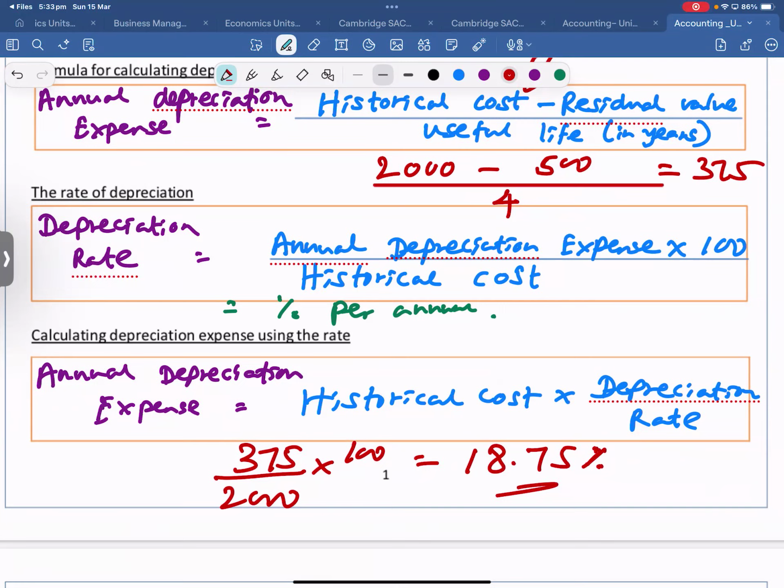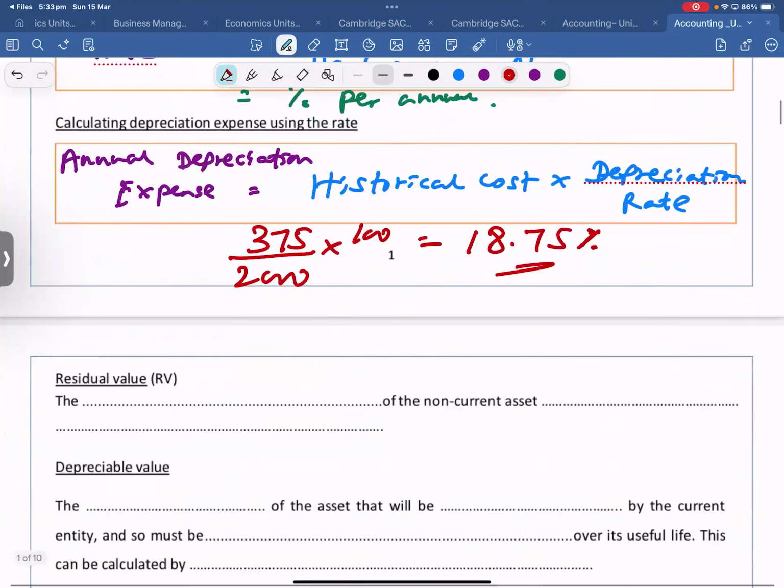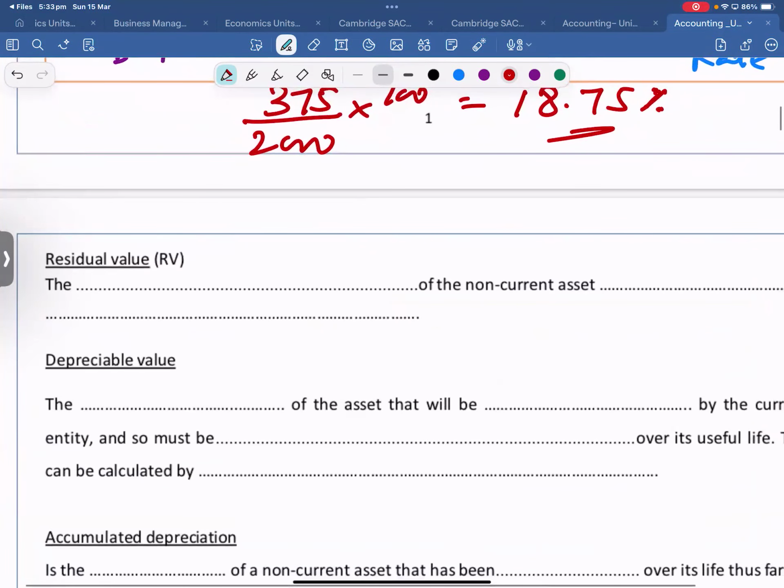Okay, right. Then guys, any questions? All right. Write the note for the residual value.